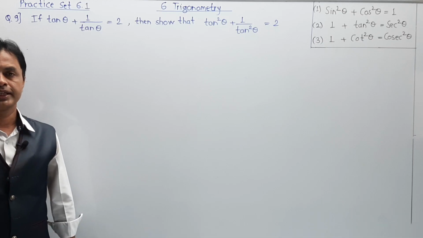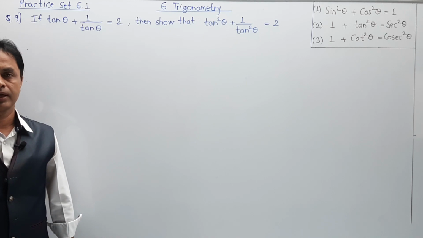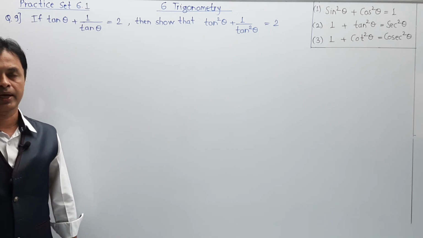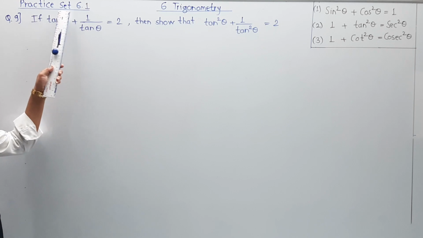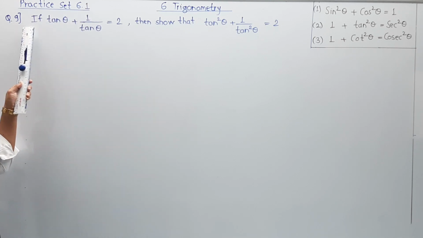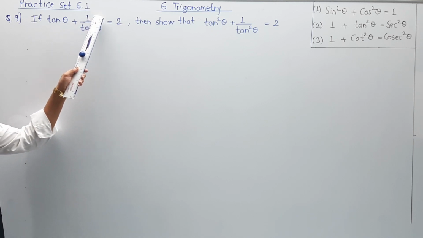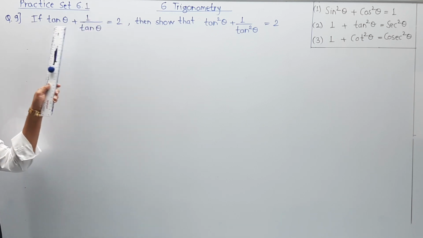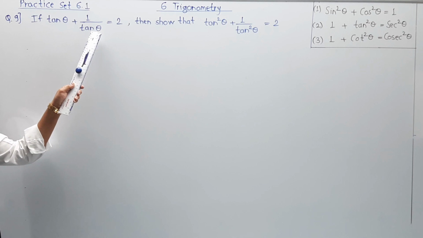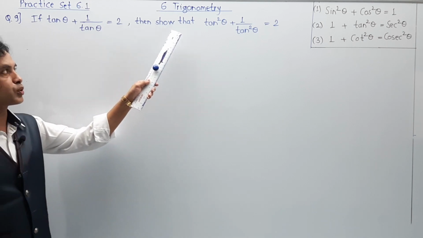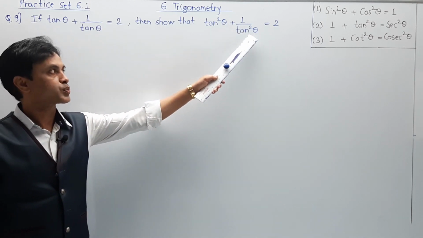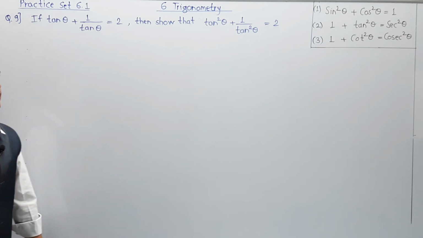Hello friends, in the last lecture we started the numericals, and we continue with that part. Here we are in practice set 6.1, question number 9. The numerical is: if tan theta plus 1 upon tan theta is equal to 2, then show that tan square theta plus 1 upon tan square theta is equal to 2.